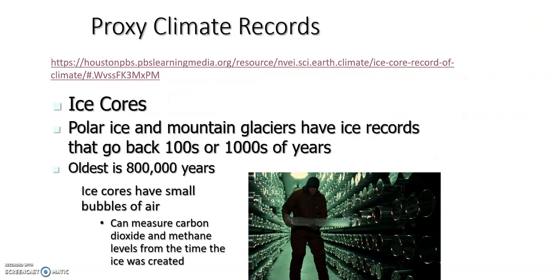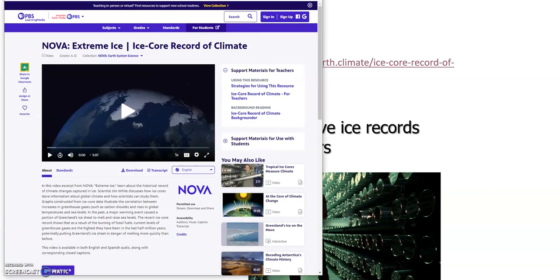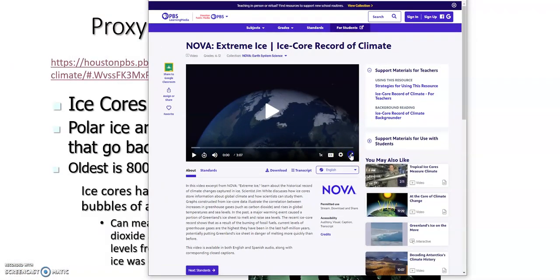Okay, the first one that I want to talk about is what are called ice cores. Because we didn't have thermometers back then, didn't even have people back then, how do they know what the temperatures were? These ice cores are from mountains and glaciers, and they go back hundreds or thousands of years. The oldest is 800,000 years old, in Antarctica. Let's look at a video about this. I thought this was super interesting. It's just a short little video that will help you understand how in the world they were able to look at this.